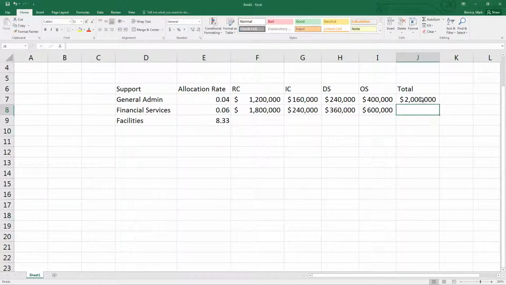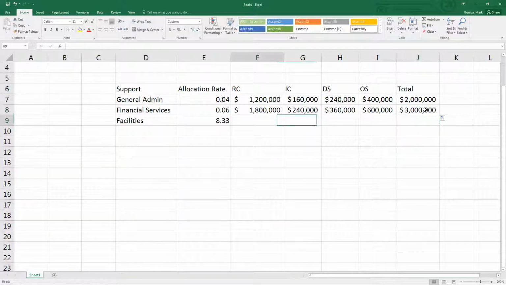And let's copy our formula down and see if I did this right or made a mistake. 3 million. And 3 million is, in fact, how much financial services had. If you go back to page 215, you'll see that financial services had 3 million that needed to be allocated.